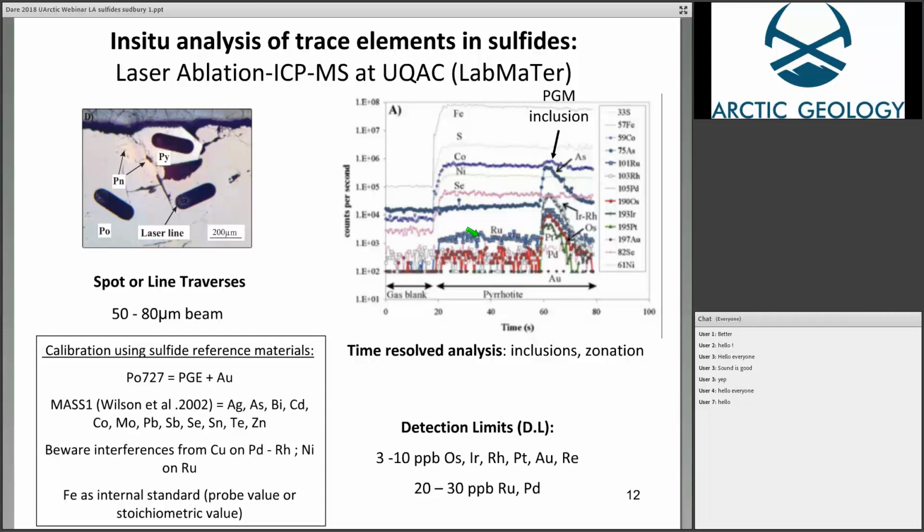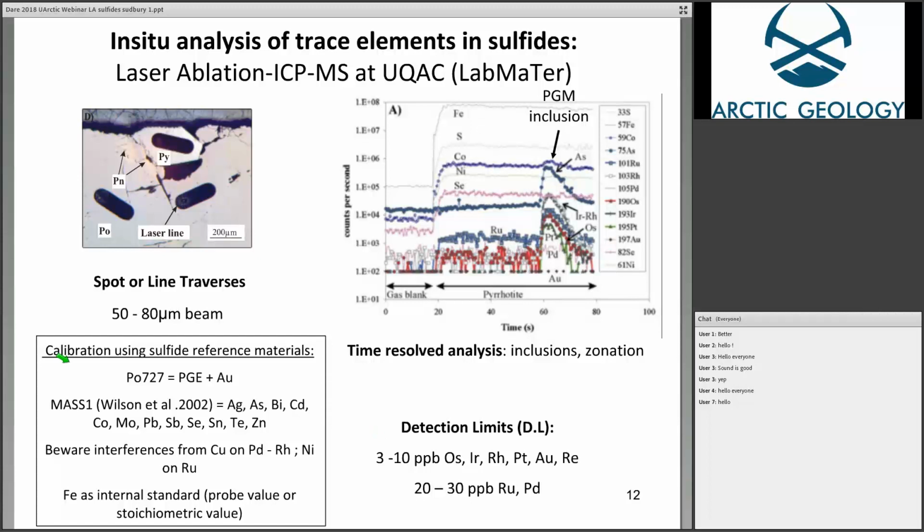So we typically use a beam size of 50 to 80 microns. The larger the beam size, the better the detection limits. Here I give you an idea of the detection limits. This was using the old machine, the old instrument. With the new instruments, the detection limits are even better. So we're talking about several ppb, which is what you need to determine trace elements in sulfides really.